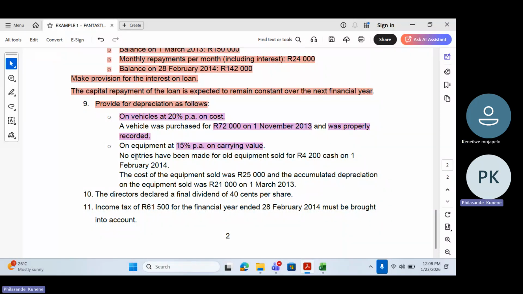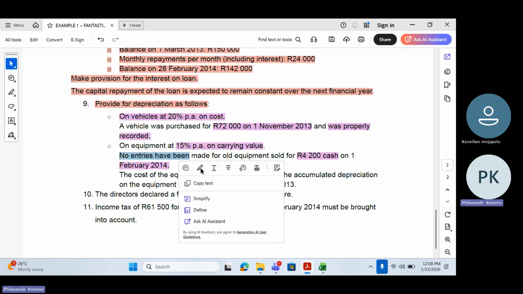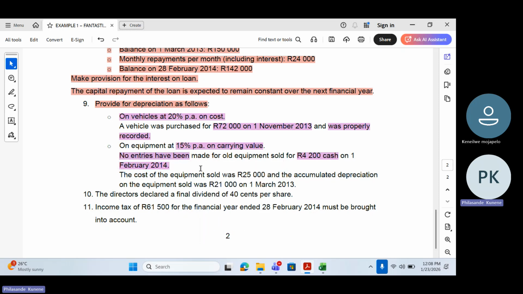Okay, then they're saying no entries have been made for old equipment sold for 4,200 cash on 1 February 2014. So there is that one equipment that was not accounted for, because they're telling us that no entries have been made. Which means there were no journal entries, no records made for the equipment that was sold. So we sold an item of equipment, but we did not record it in our books. So we need to account for this first before we do everything else.